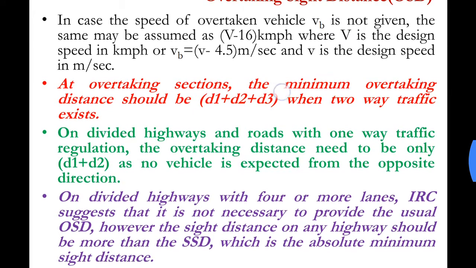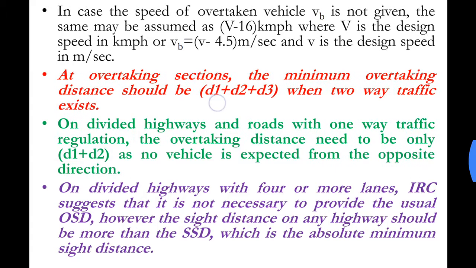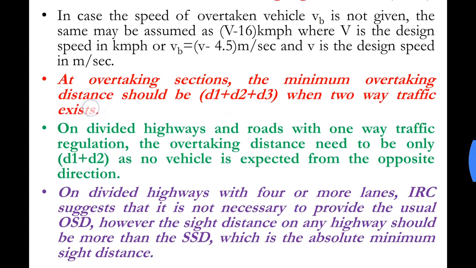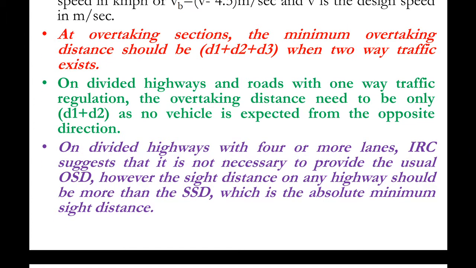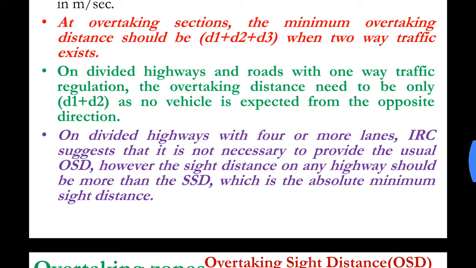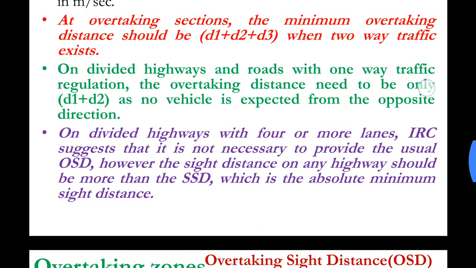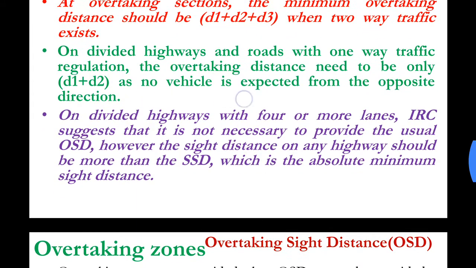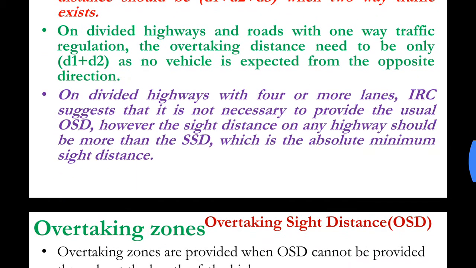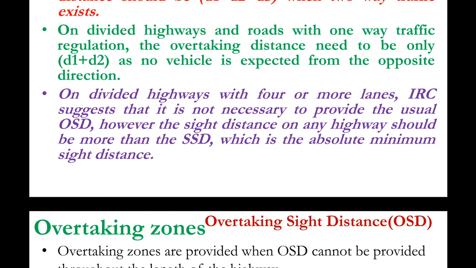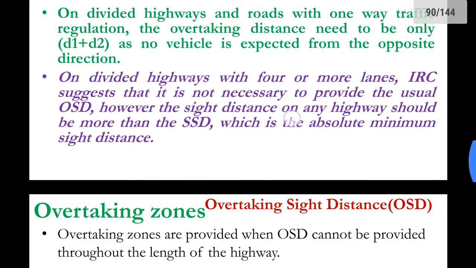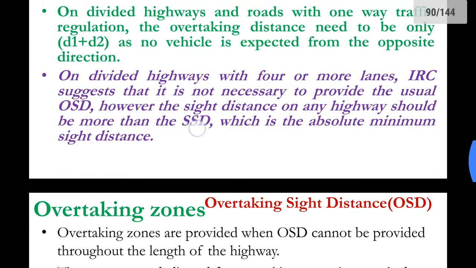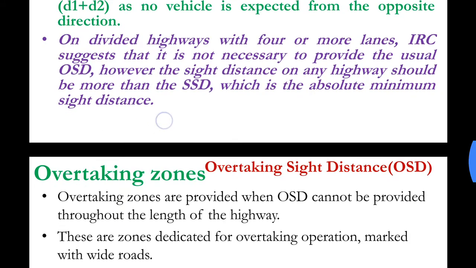At overtaking sections, the minimum overtaking distance should be d1 plus d2 plus d3 when two-way traffic exists. Now for one-way traffic it would be only d1 plus d2. On divided highways and roads with one-way traffic, the overtaking distance needs to be only d1 plus d2 as no vehicle is expected from the opposite direction. On divided highways with 4 or more lanes, IRC suggests that it is not necessary to provide the usual OHD. However, the sight distance on any highway should be more than the SHD, which is the absolute minimum sight distance.